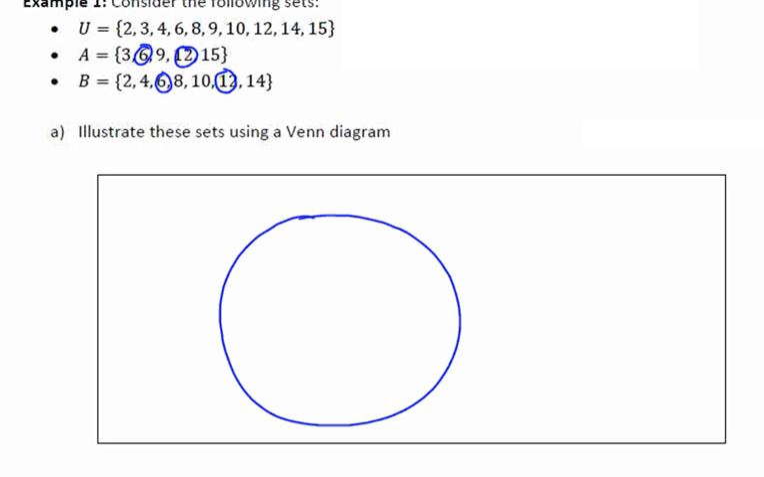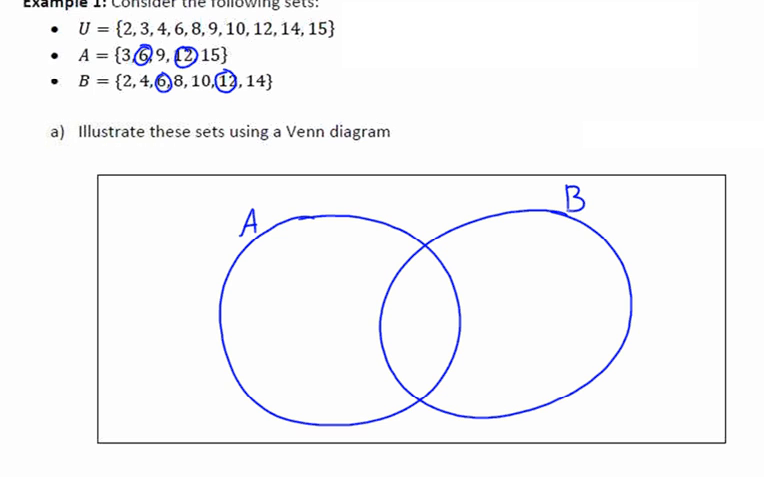So we need A, please. I've noticed in your quiz, you guys have a tendency not to label. You need to label your sets. That's A. And here's B.